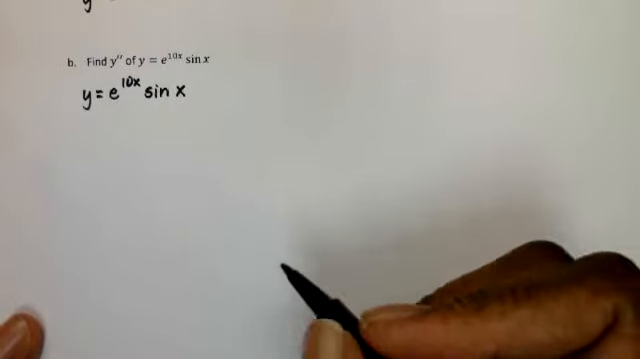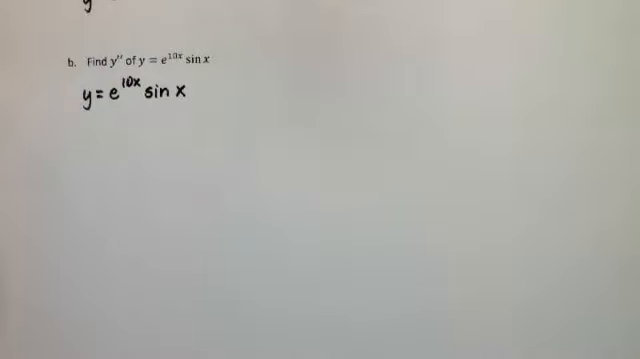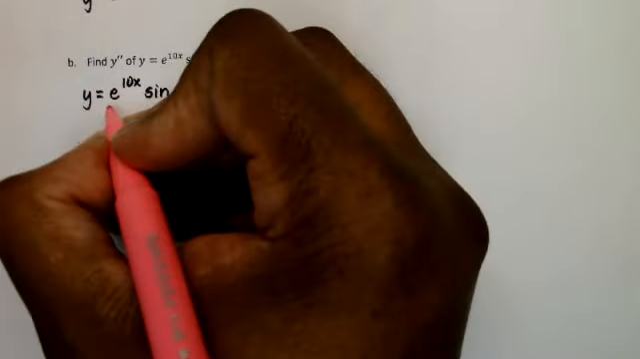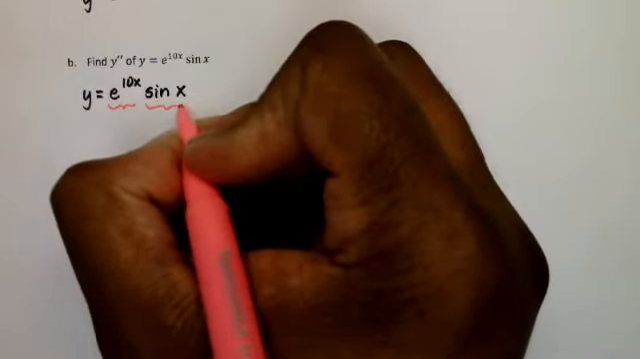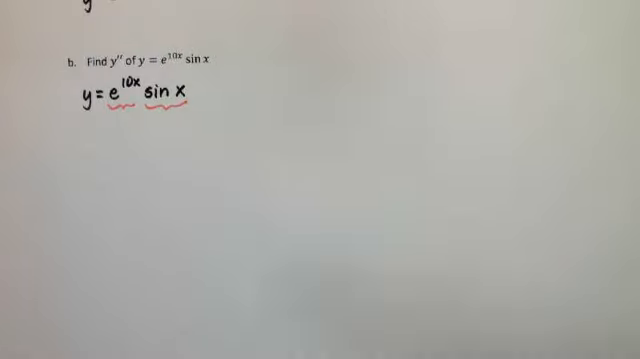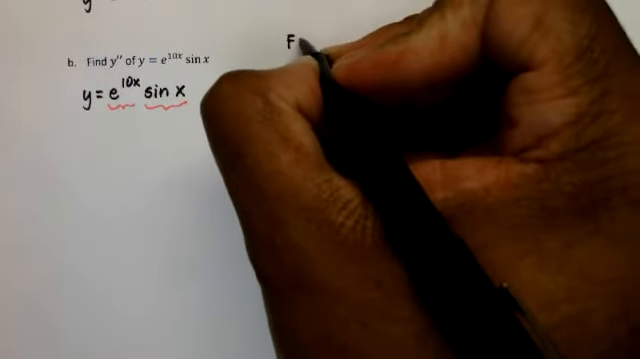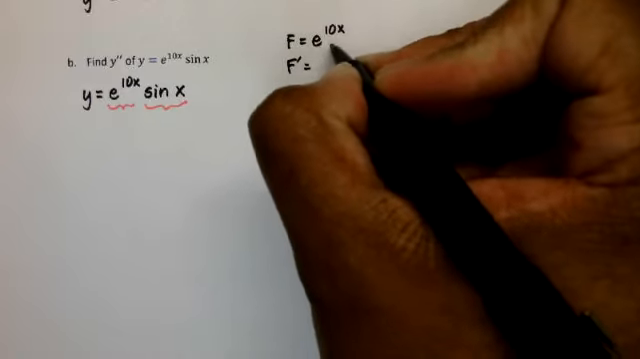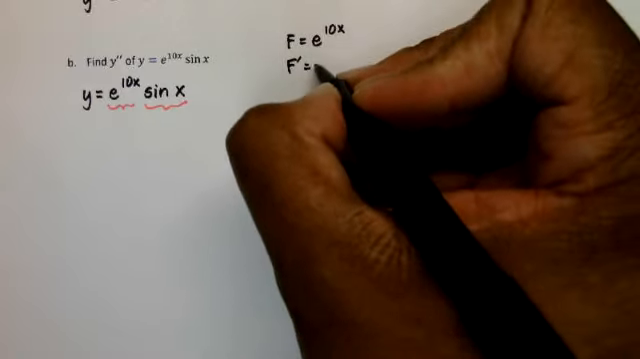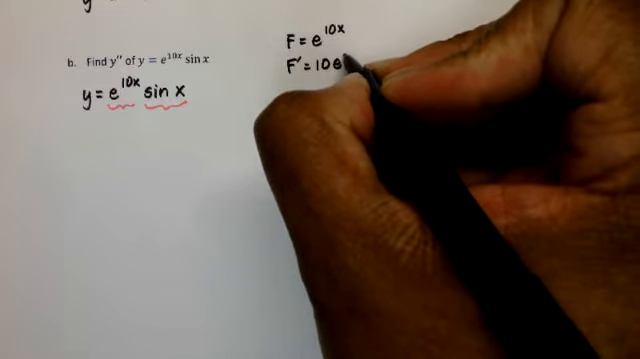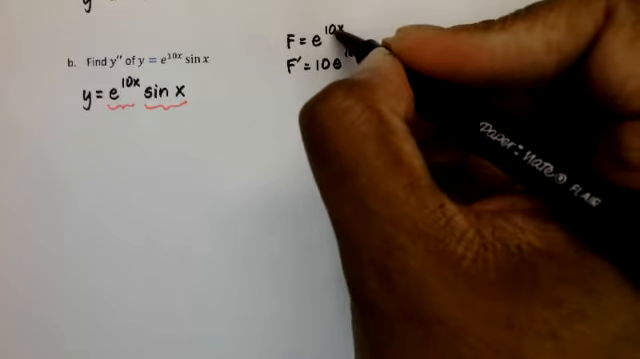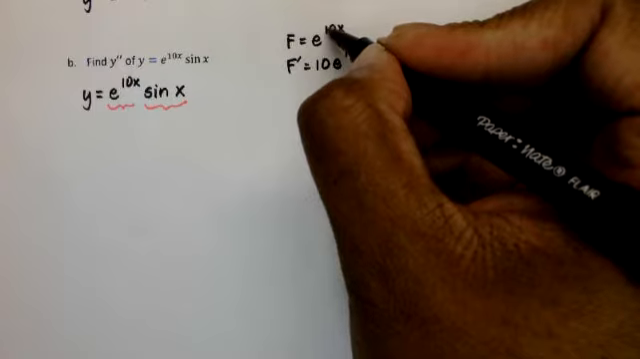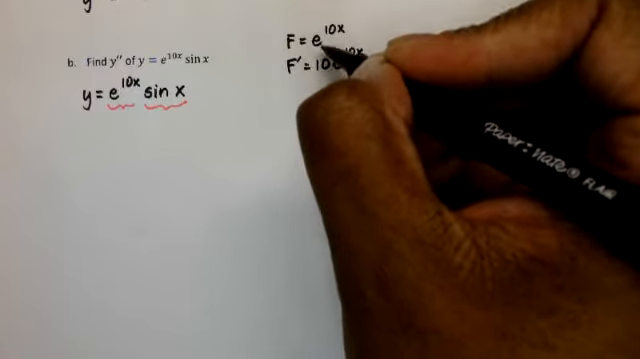All right, in this case here, I again have to use the product rule on this one, because this part would be the first and this would be the second. So in that case, the first is going to be e to the 10x, and its derivative, using the e to the kx theorem, will be 10 times e to the 10x.